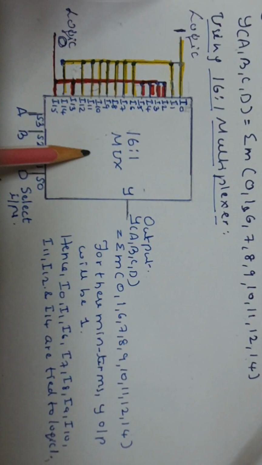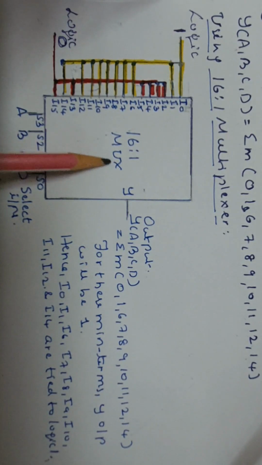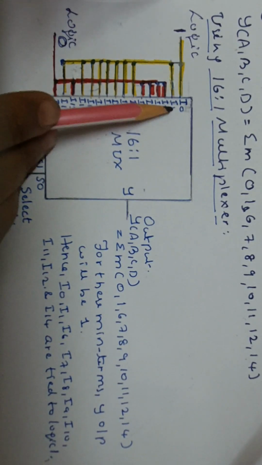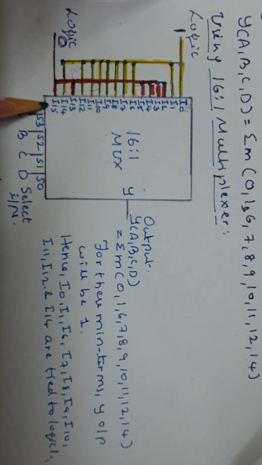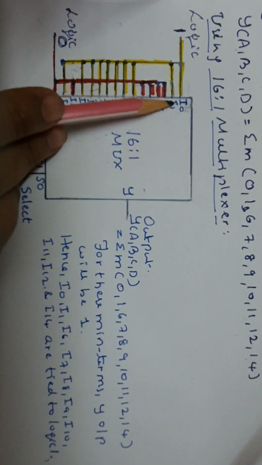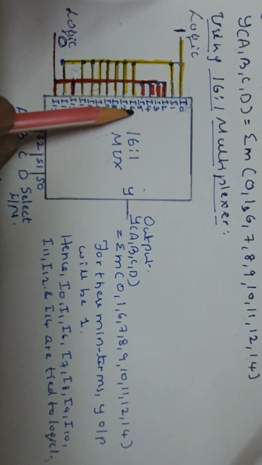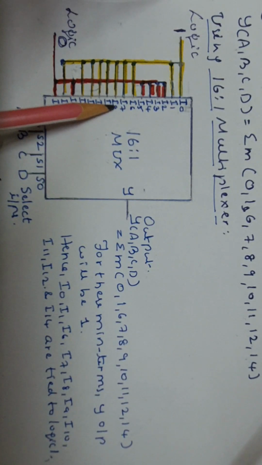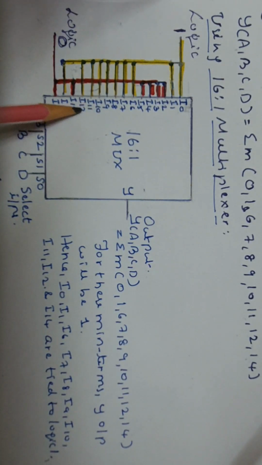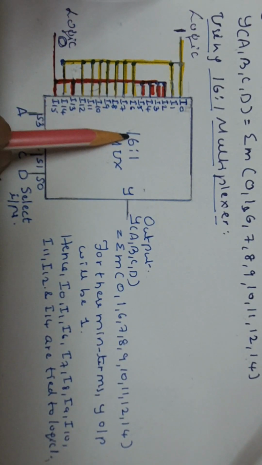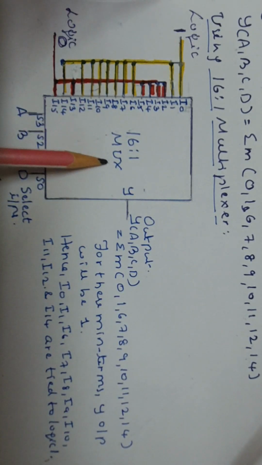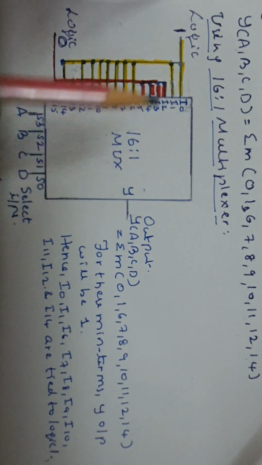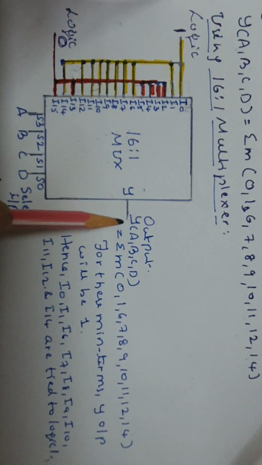So this diagram shows the 16:1 mux. Mux means multiplexer here. It has 16 inputs, I0 to I15: I0, I1, I2, I3, I4, I5, I6, I7, I8, I9, I10, I11, I12, I13, I14, I15. So 16 inputs. And it will have one output, that is a many to one circuit, that is the multiplexer. Here they have given the output as Y only, so that term only we should write.